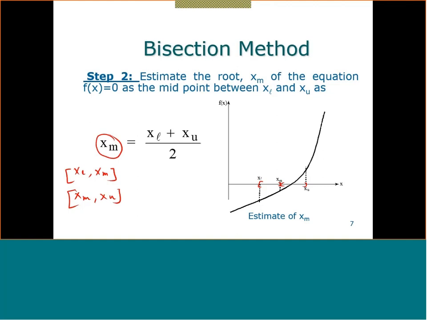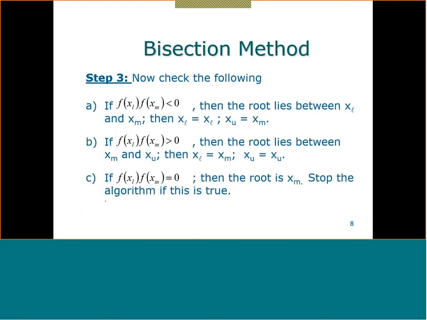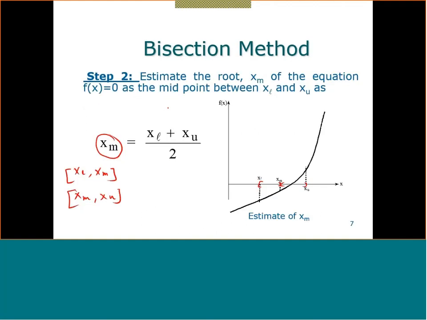I will multiply f of x of L times f of x of M. If it is less than 0, then the root is in that section. Now, it's obvious that f of x of L times f of x of M is more than 0, because both numbers are negative. So I know for sure that the new estimate will not be between XL and XM. Then for sure it will be between XM and X of U, because the multiplication of the functions at X of M and X of U is less than 0.